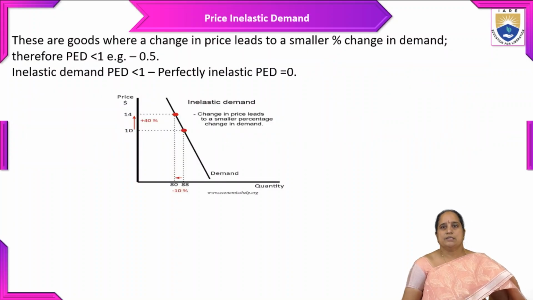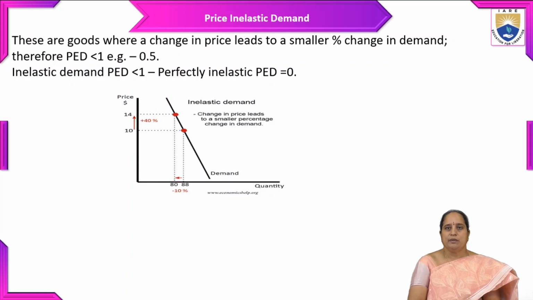Then price inelastic demand. These are goods where a change in price leads to a small percentage change in demand. Therefore, its PED is less than 1. Inelastic demand has PED less than 1, and perfectly inelastic has PED of 0. Inelastic demand may vary between plus or minus 1.